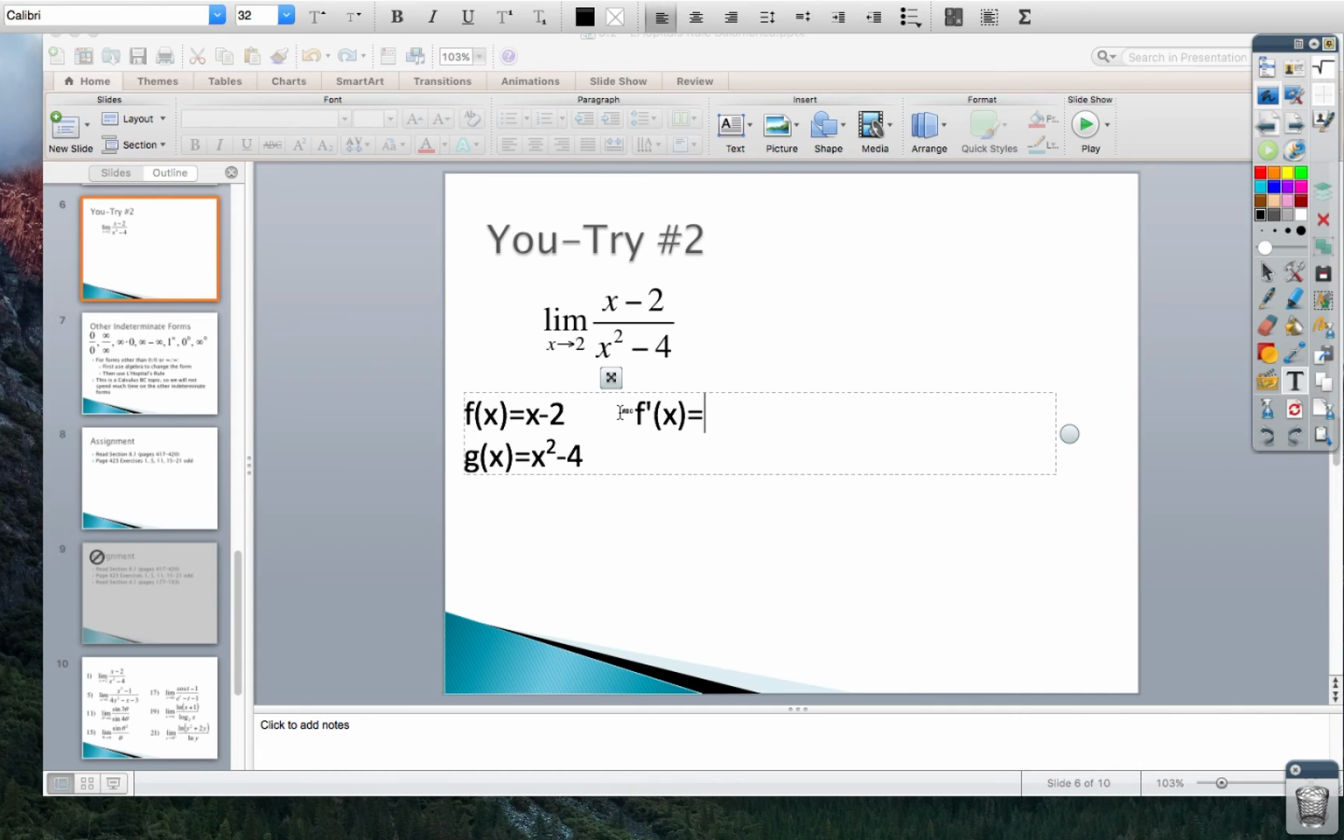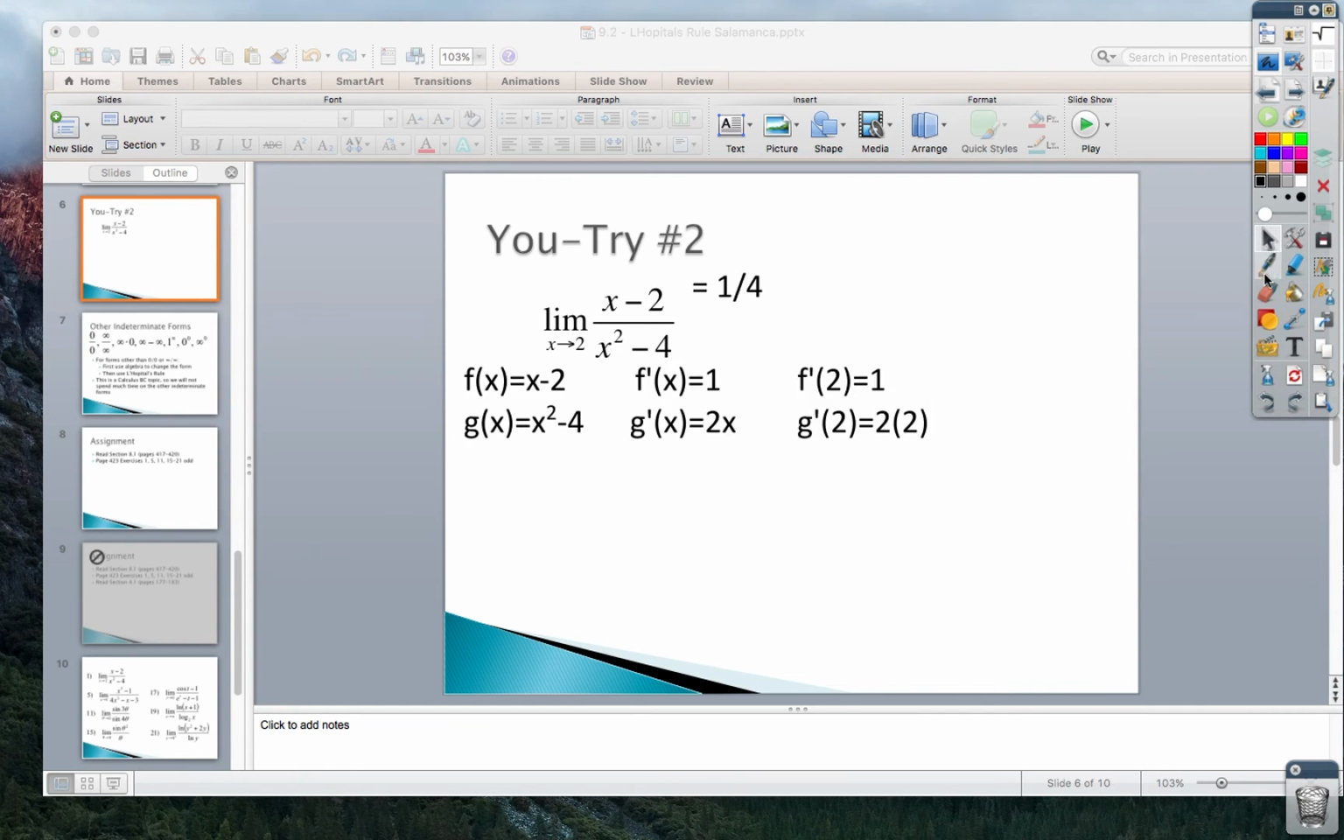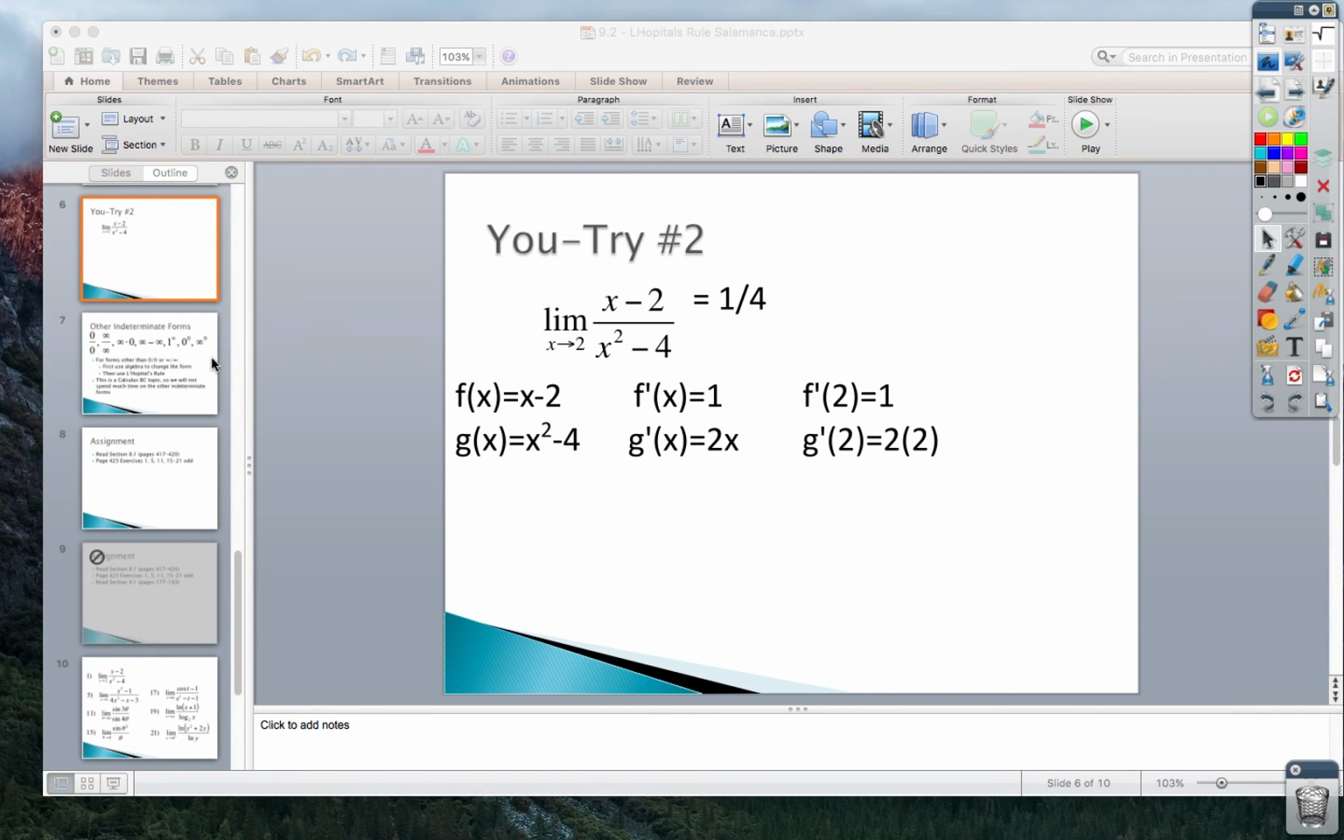So f prime of x is equal to 1, and g prime of x is equal to 2x. Therefore, when we substitute the values in, f prime of 2 is equal to 1, and g prime of 2 is equal to 2 times 2, which is 4. Therefore, the limit as x approaches 2 for that function equals 1/4. So I hope this is much easier than what you're used to seeing for now.